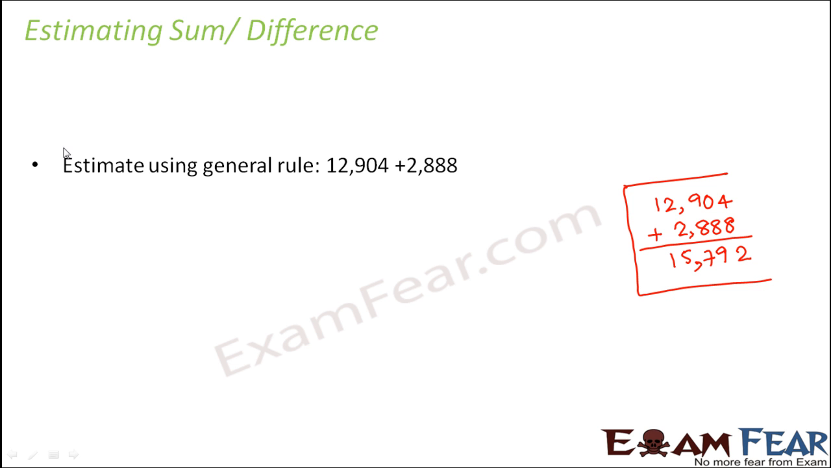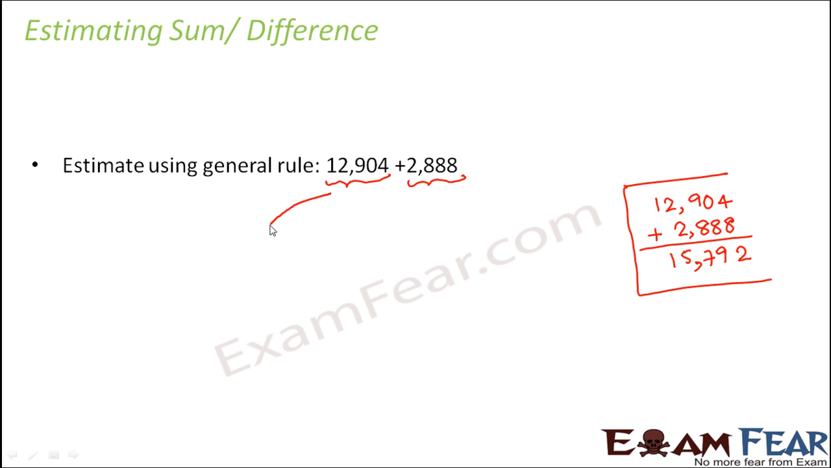Let us now estimate. In order to estimate, we will round off both the numbers. Let us round off both the numbers to the nearest thousands. Why the nearest thousands? Because both of these numbers are in the range of thousands. One is 2,888, the other one is 12,904.